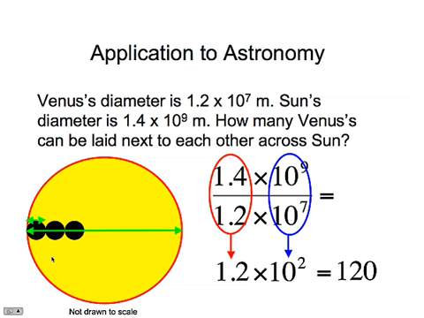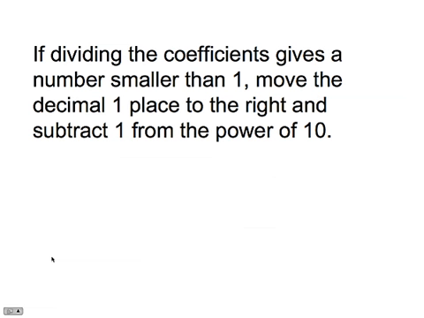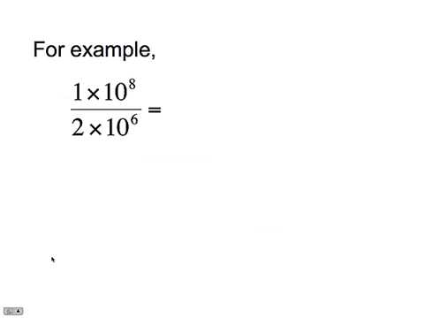If dividing the coefficients gives a number smaller than 1, then move the decimal 1 place to the right and subtract 1 from the power of 10. For example, sometimes you'll come up with a situation like this. 1 times 10 to the 8th divided by 2 times 10 to the 6th. 1 divided by 2 is 0.5. 10 to the 8th divided by 10 to the 6th is 10 to the 2.